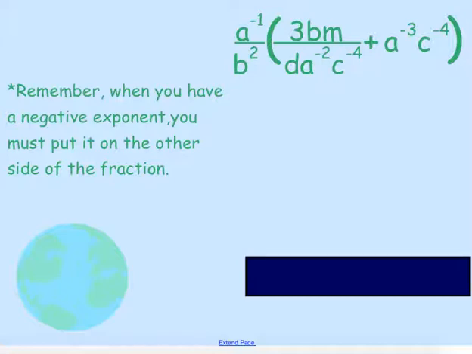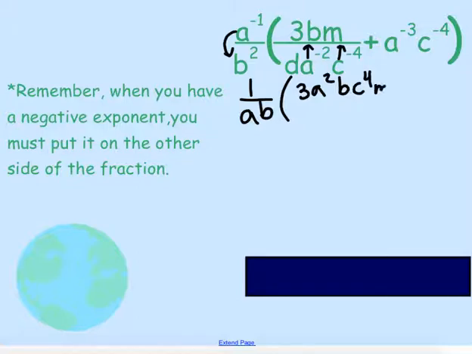So I'm going to do that in this one and say we have 1 over a b. I'm going to move that a to the denominator. And inside we have, well, I'm going to move this a up and the c up. So I have 3a squared b c to the fourth m over, well, there's just a d left now, and then plus, I'm going to move all of these to the denominator, 1 over a cubed c to the fourth.